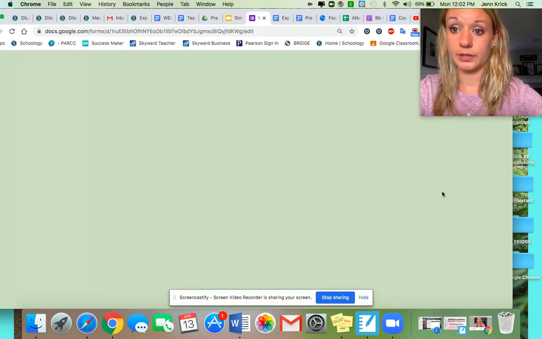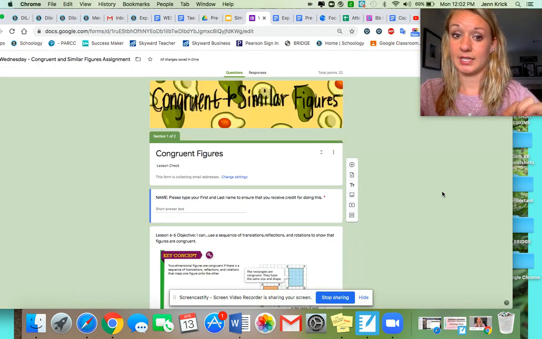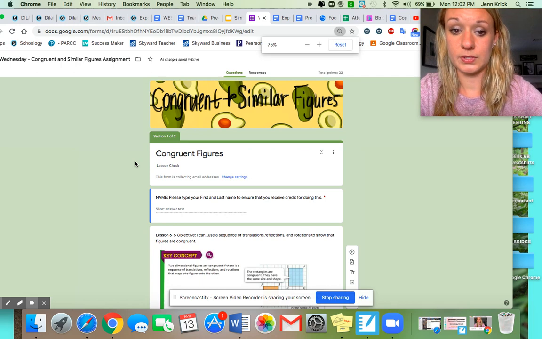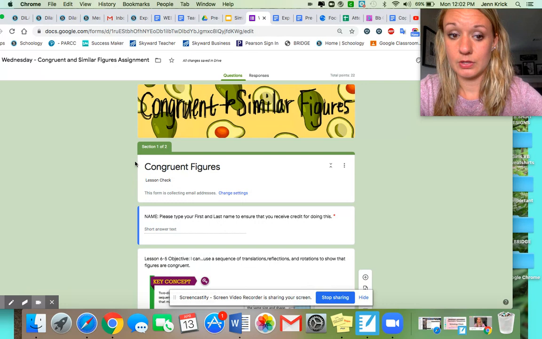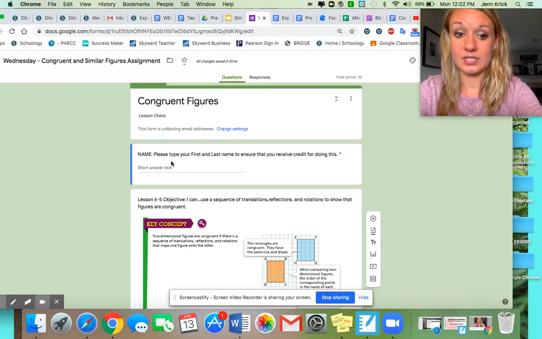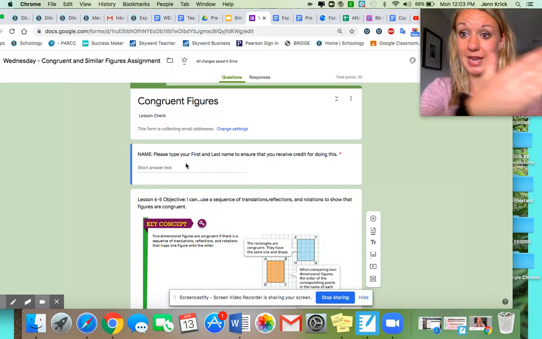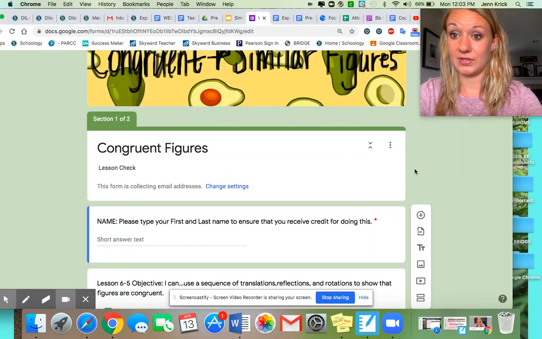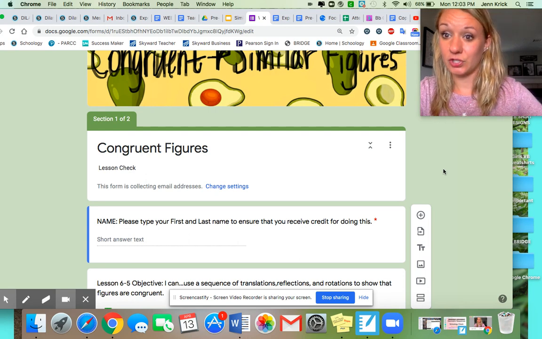When you go to your e-learning folder, you're going to click on the link that says Congruence and Similar Figures Assignment for Google Forms. When you do that, it's going to make a copy for you. So it is so important that you type your first and last name so that I can give you credit for doing it. If you don't do your first and last name, you're not going to get credit for doing it. There are many of you that have the same first name as other human beings on the team. Please use your last name.